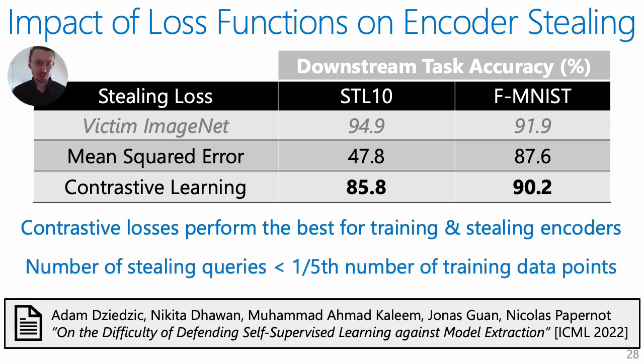Our second observation is that the number of stealing queries can be less than 1/5 of the number of training data points. Taking into account that the stealing of SSL, self-supervised learning encoders, is an expensive process, if we can decrease this cost by more than 80%, then it is a substantial cost reduction.